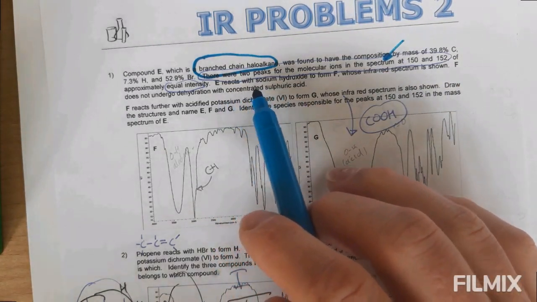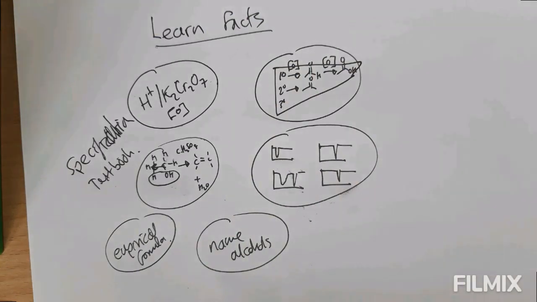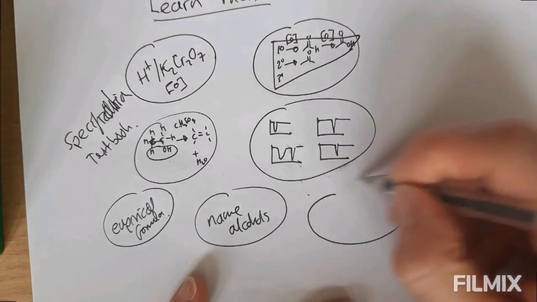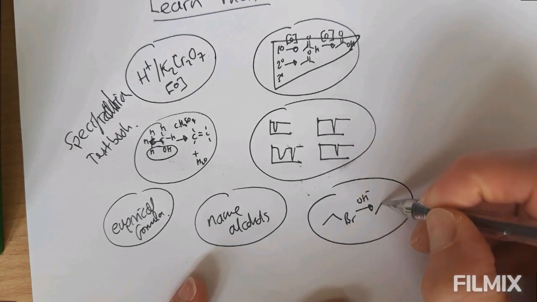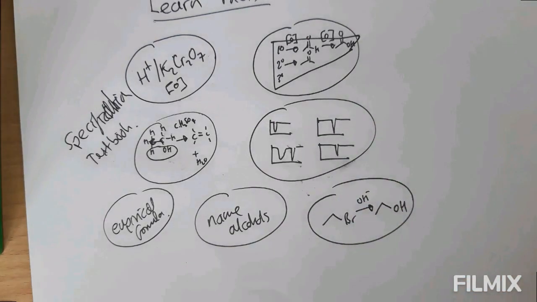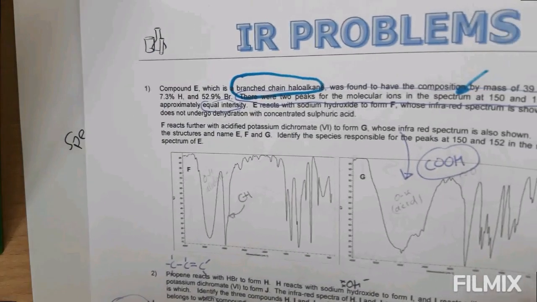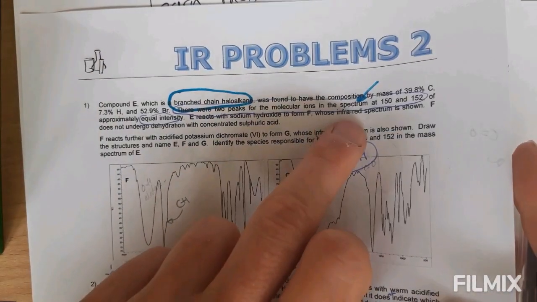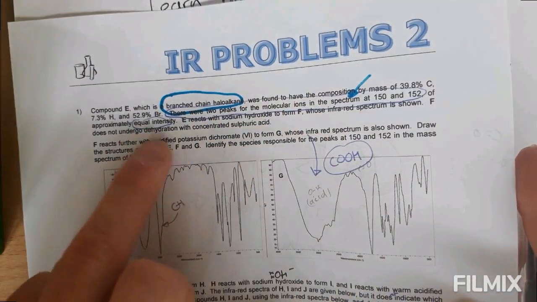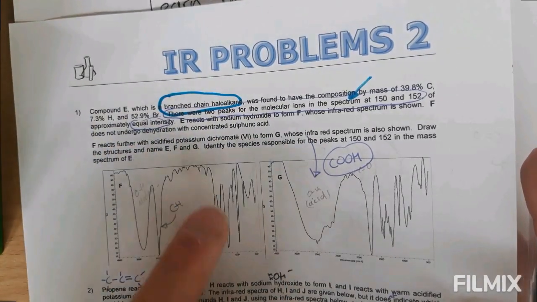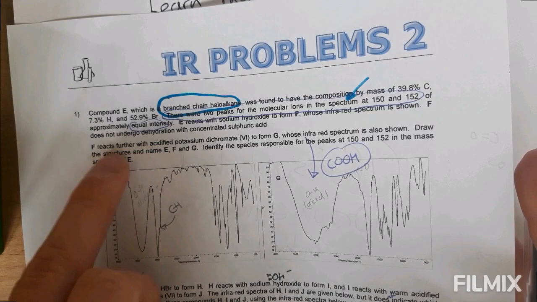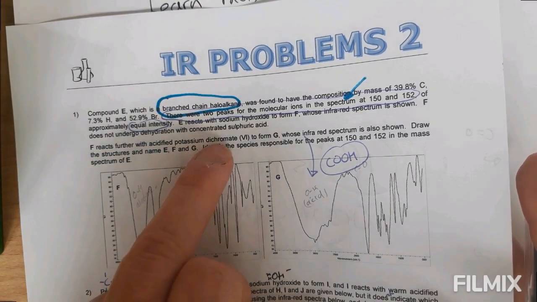It tells you that E reacts with sodium hydroxide. So, oh God, what's that then? So you need this fact: you need that haloalkanes react with sodium hydroxide to make alcohols. It then tells you that some infrared spectra are shown. It tells you that they undergo dehydration with conc sulfuric acid, or do not undergo dehydration with conc sulfuric acid. It says it reacts further with acidified potassium dichromate.